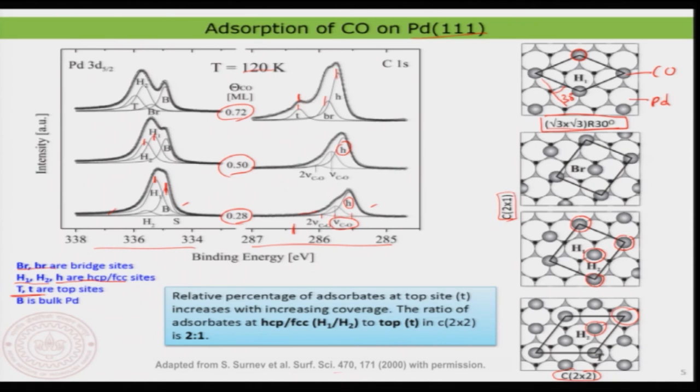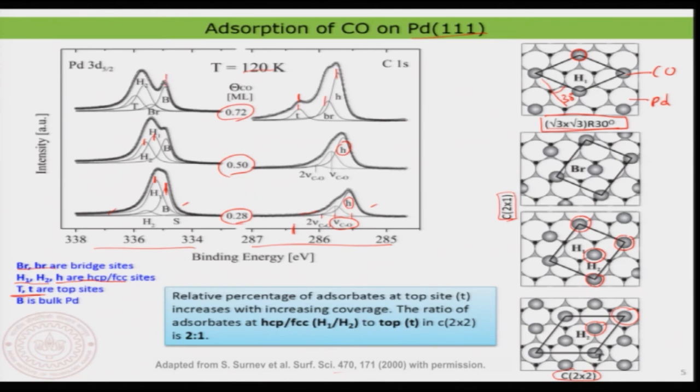So, that basically means you would have expected the HCP site to have a higher binding energy compared to the top site. But that is not the case here. It looks like the top site is where the molecule has a higher binding energy, which means that the carbon is at a higher oxidation state. We will come to that in a minute, when we make a summary at the end of this part. We will look into that in greater detail, maybe in this lecture or in the next lecture.